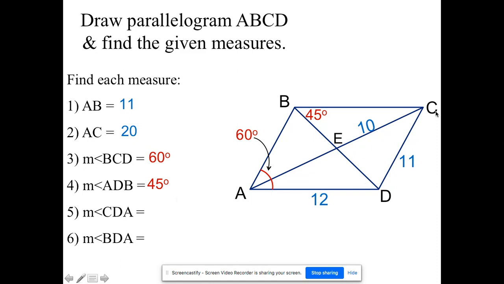For CDA, another angle, what we have is the whole angle. So these two parts, and again I'm going to go back to theorem, I believe it's theorem 3, which says adjacent angles are supplementary. We have 60 degrees here, and it is supplementary with this one, which means they add up to 180. So this one should be 120. And then BDA is actually the same as ADB. We already got that answer up here, and that would be 45 degrees.